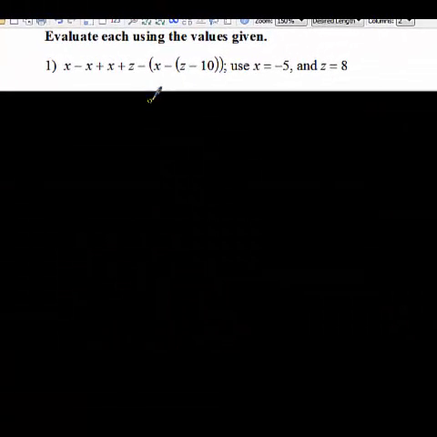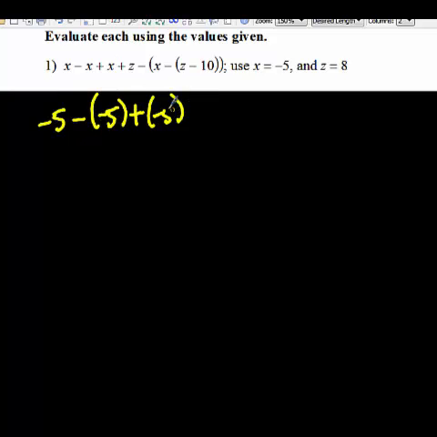All right, on problem number one, you're really just making sure that when you're putting letters in, so here I've got -5, make sure you put the minus, and that would be -5 for x, and then plus -5, and then plus z. Well, z here is 8, and then we've got the minus, and put in our x, -5, minus z, which is 8, minus 10.